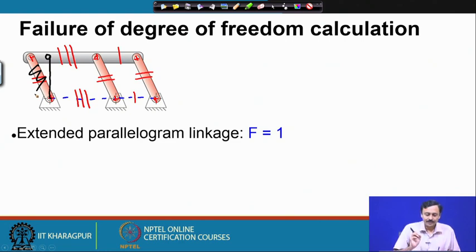So, this property of very special dimensions is non-generic. That means any small deviation, any small perturbation will make it the generic case of a structure. The structure is a generic case, it is robust. You make small deviations, it will still remain a structure. For very, very special dimensions, this is a mechanism. Any small deviation from that, it is going to become a structure. So, that property of being a mechanism in this particular case is non-generic. Generic thing is structure. So, degree of freedom calculation gives you a generic feature of the combination of interconnected links.